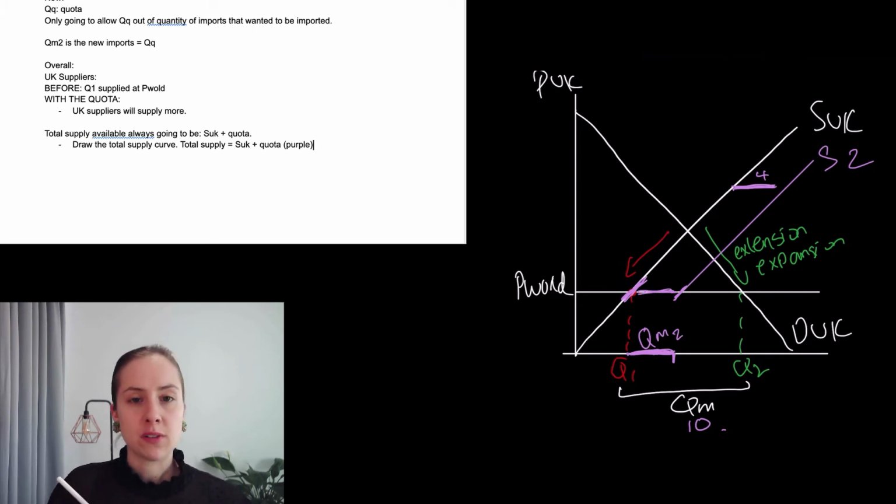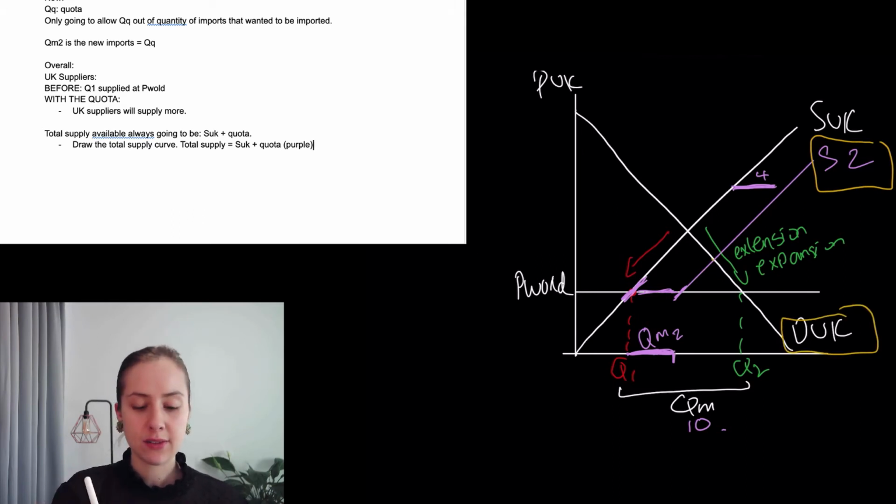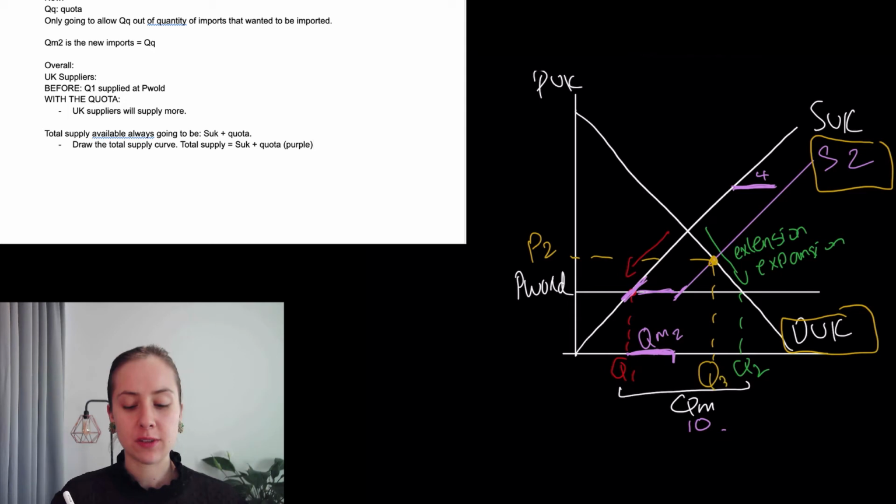this is going to result in a change in the price. Now, supply equals demand at that yellow dot. This is going to be the new price of P2. And maybe I shouldn't label that as P2. This is going to be the new quantity sold of Q3.